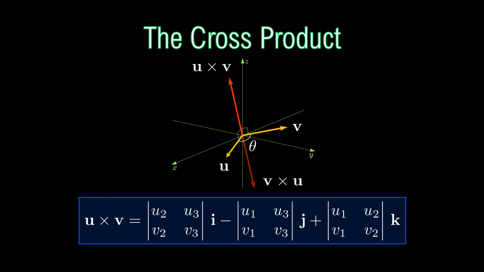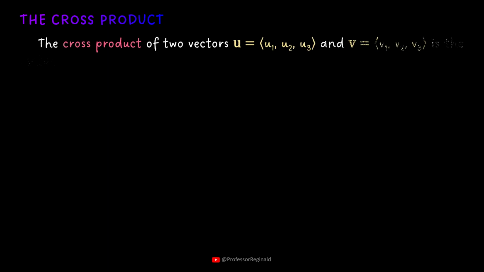Hello, everyone. In this video, we are going to study the cross product and its properties. Cross product. The cross product of two vectors u and v is the vector defined by any of the following equivalent equations.